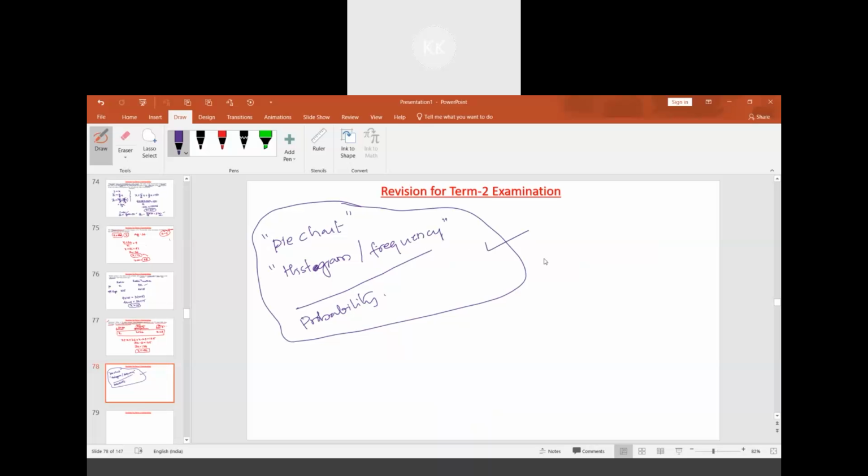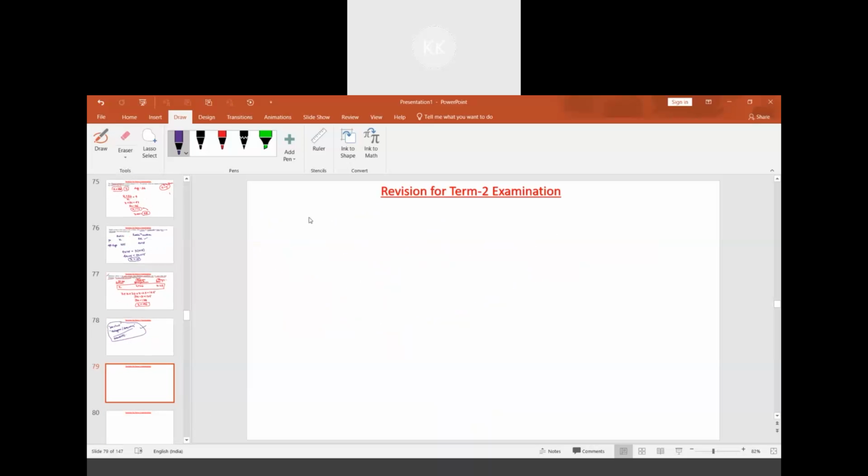Algebra. Yes, sir. Factorization, sir. There are two topics here, algebraic expression and identities. This is one chapter, and factorization is the other. Factorization is more important. Algebraic expression is easy.